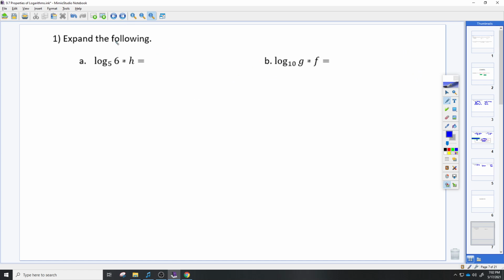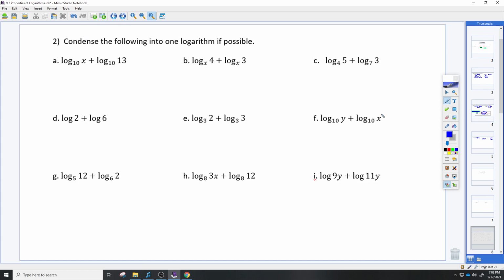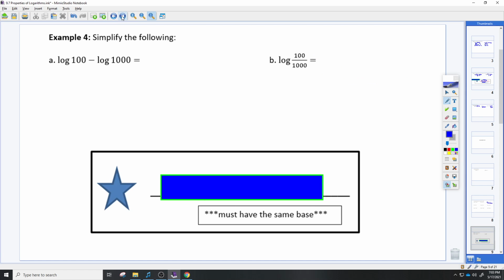So I want you to try to do some on the worksheet. We're going to expand a couple, and then I have a bunch more where we're going to be condensing them. Make sure every single base is the same, and then you can do it. For part C, you will see there's an issue. 4 and 7 are not the same. You cannot condense. If there are ever two bases that are not the same, you can't put them together. So please do not try to put 4 and 7 together by multiplying them. I think the rest of them you should be able to do. There might be one more on here that you can't do. You should be able to find that.